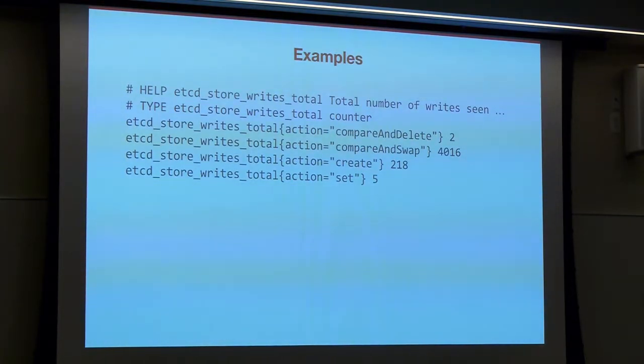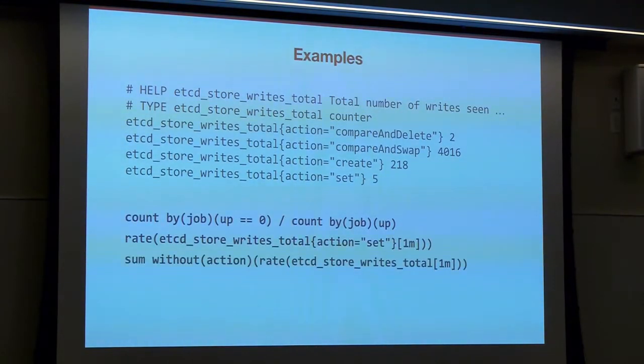Another big thing you see in this example is the labels Prometheus uses a lot. You're free to attach any kind of labels to your metrics. In this case, we want to know what kind of action it was, so we have an action label here, and then set or create or compare and swap, different actions which were made, and we have a counter for each of these. The nice thing about labels is you can easily sum them up. And the last one.